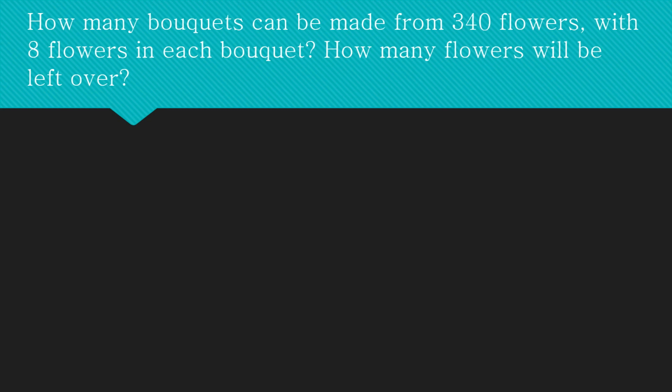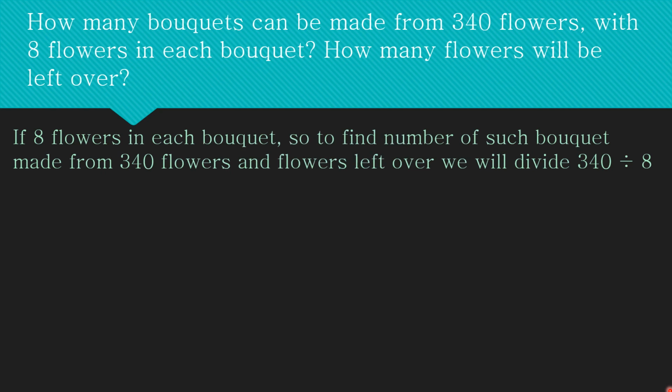So students, we will write the statement. If 8 flowers in each bouquet, so to find the number of such bouquets made from 340 flowers and flowers left over, we will divide 340 by 8. So we will write 340 below the splitting line and 8 in the curved line. As we are dividing by 8, we will write 8 timetables. So 8 zeros are 0.